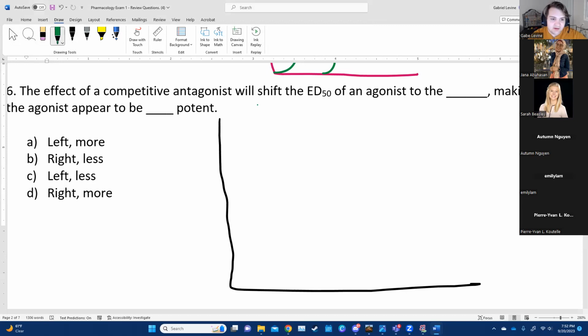What do we think? Is it going to shift it to the left or the right? So let's talk about that first. Right. Shift to the right, exactly.